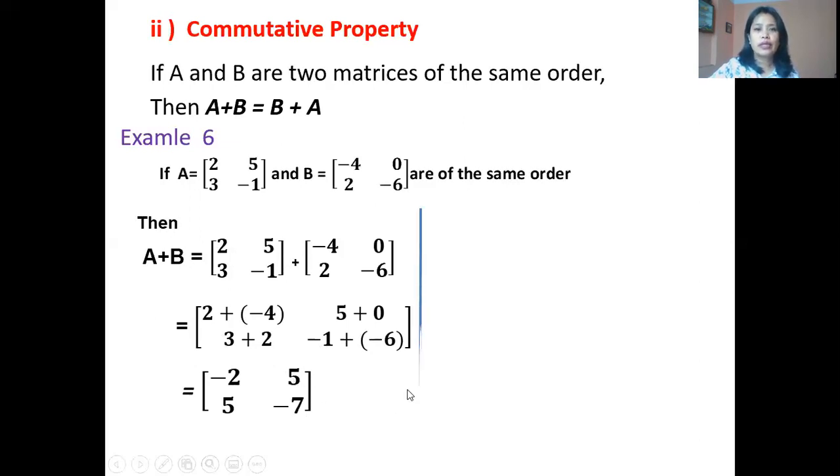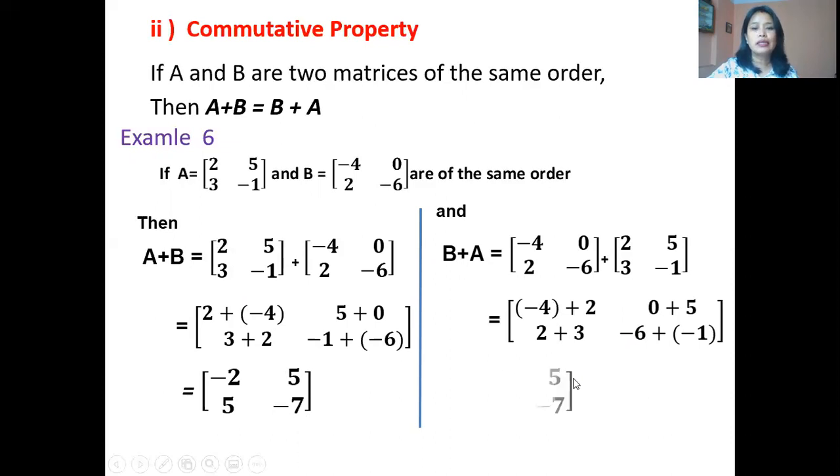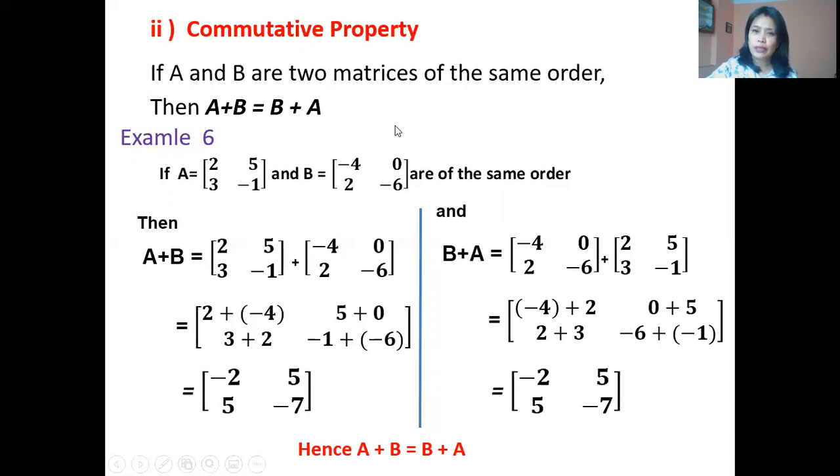Now to verify it again, we work with the right hand side, that is B plus A. We add matrix B with matrix A. Their corresponding elements will get added like this. The result is here. Both the results are the same. So it is verified that A plus B equals B plus A. This is called the commutative property of matrices.